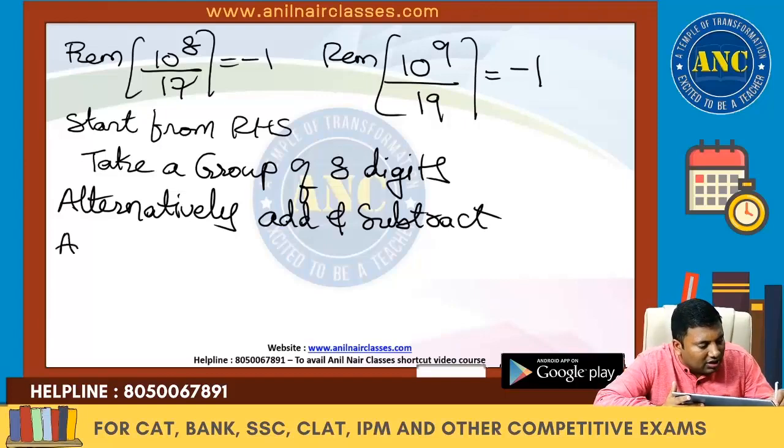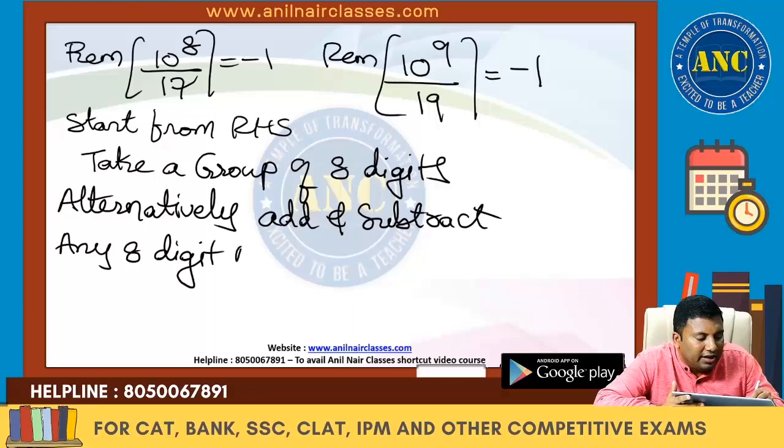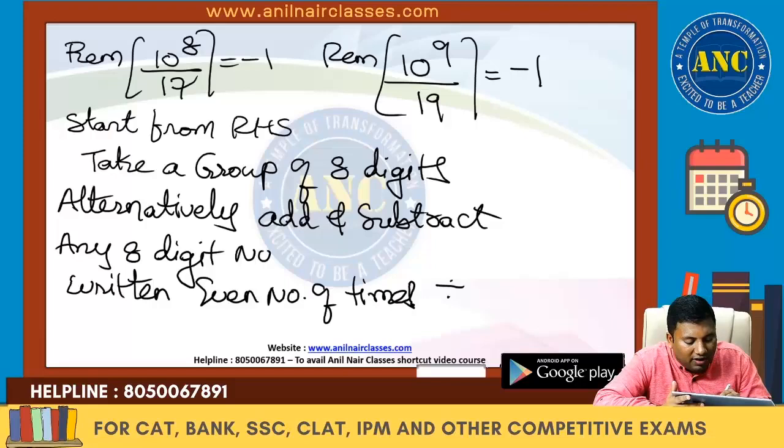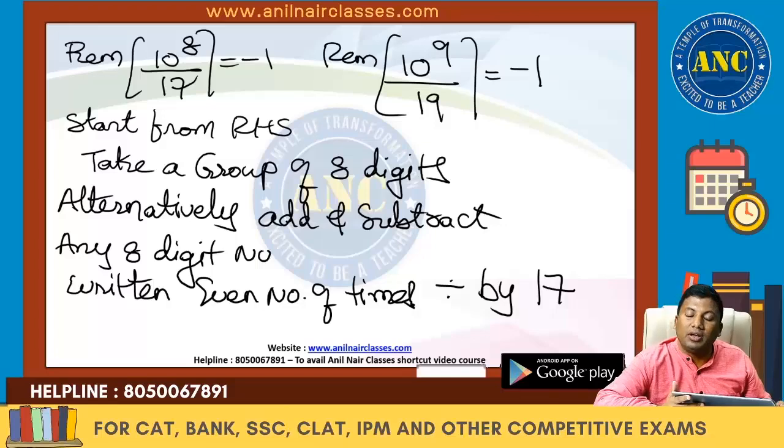What is another concept? Any 8 digit number written an even number of times is always divisible by 17. Are you all with me?